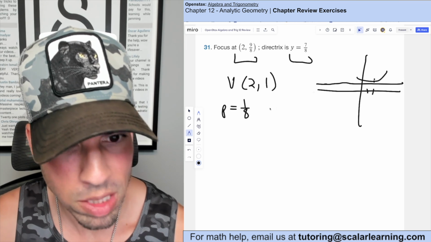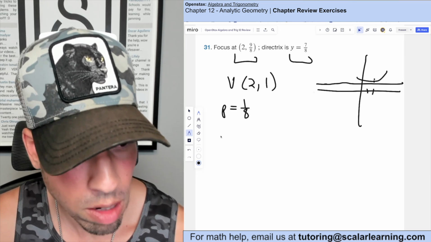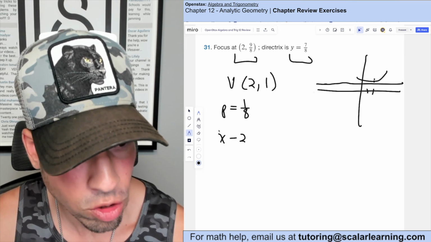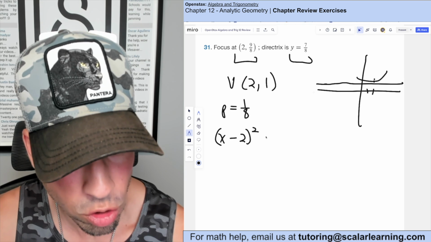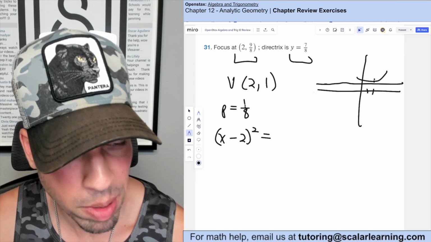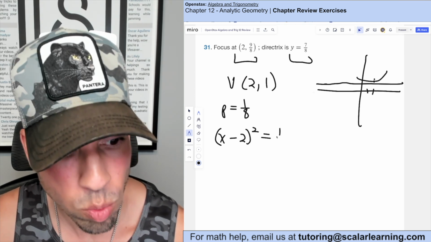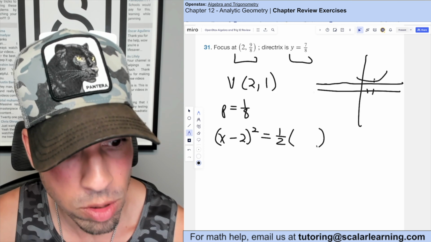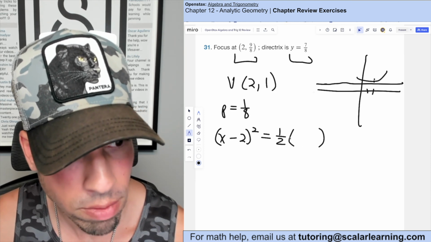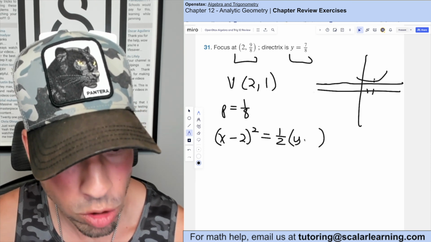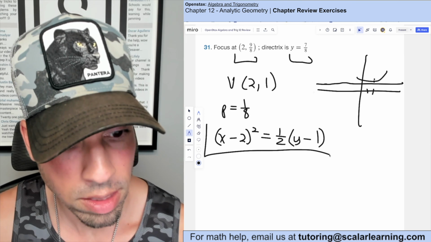Okay, now we can start to piece this together. So since this is going up, I know it's going to be (x minus 2), the x value of the vertex, squared, is equal to 4p. 4 times 1/8 is 1/2 times, and then in here we're going to have (y minus 1), that value of the vertex. And that's how you do it.